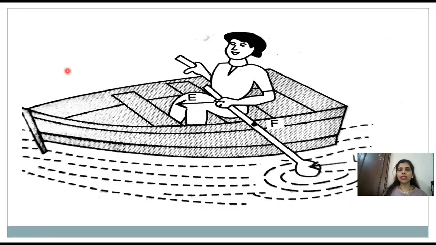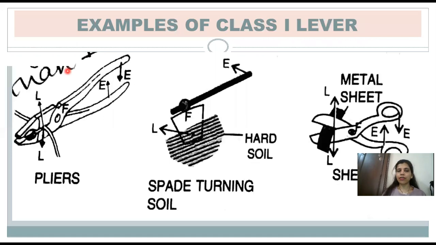So now here you can see these are all the examples for the class 1 lever. Here the fulcrum is at the center, effort and load are on either side. Now if you measure the load arm, how are you going to measure it? You are going to measure with respect to the fulcrum. So from the fulcrum till the load, this particular length is known as the load arm.